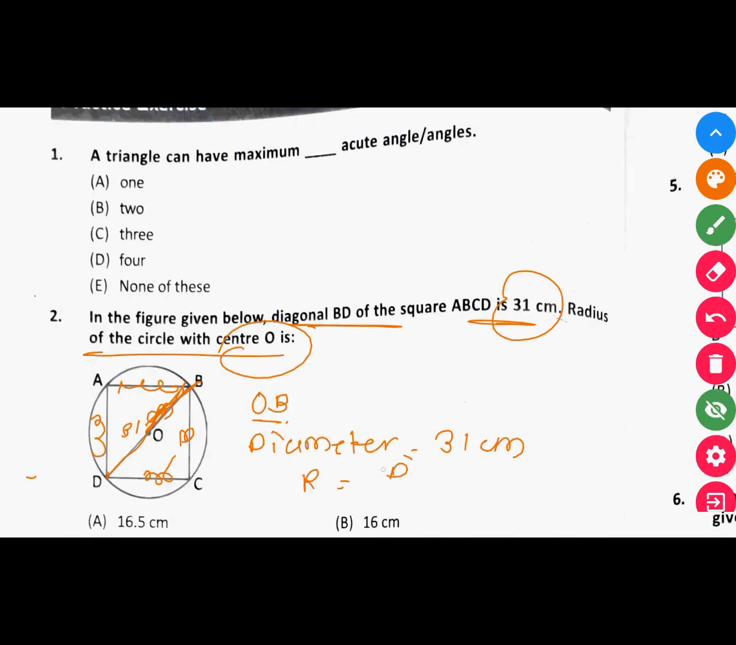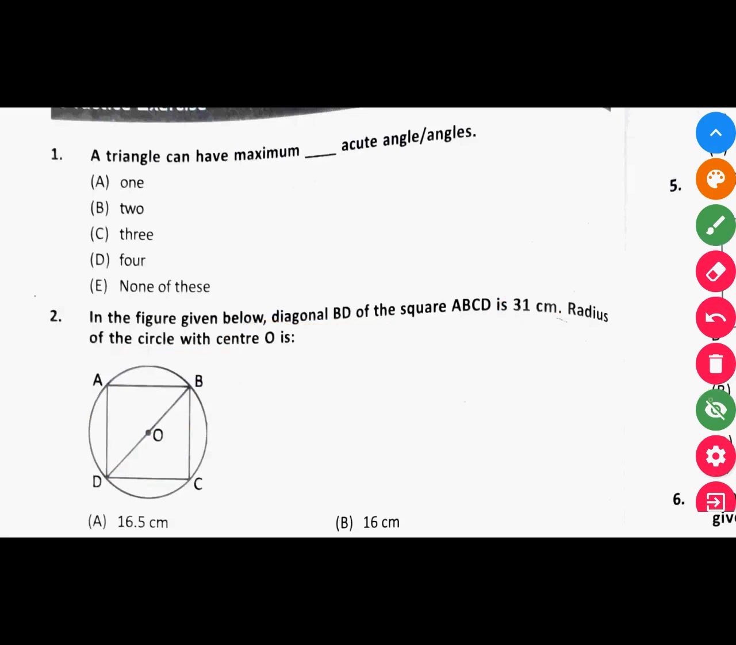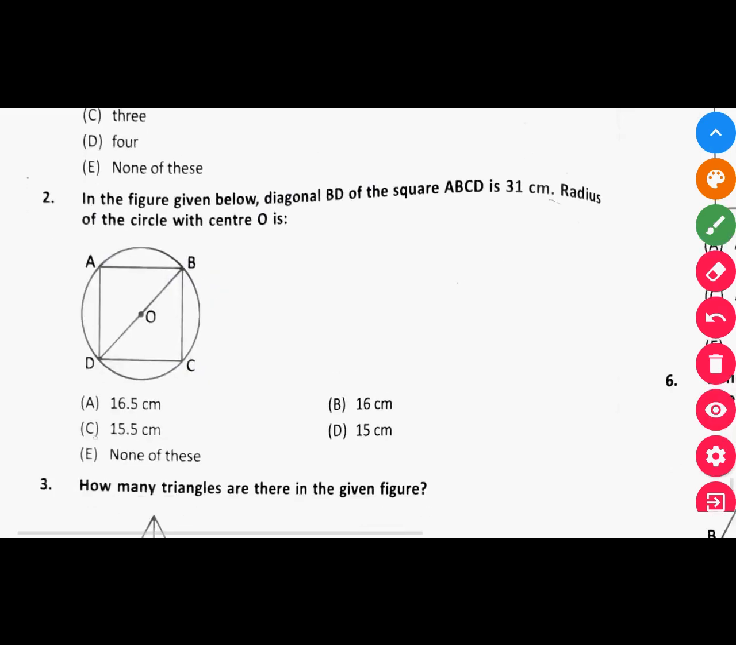So divide the diameter by 2. 31 divided by 2. 2 ones are 2. 1 will be remainder 11. 1 will come down, it becomes 11. 2 5s are 10. 1 will be the remainder. We take a decimal. We add 0. 2 5s are 10. So 15.5 centimeter is our radius. So your answer is answer C.